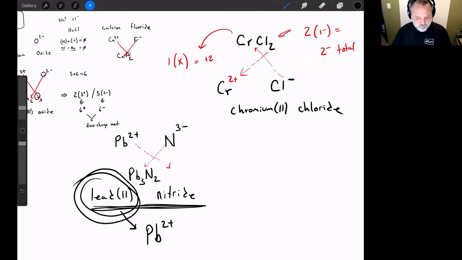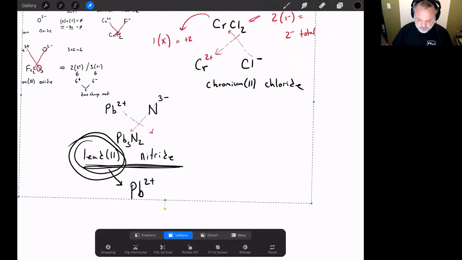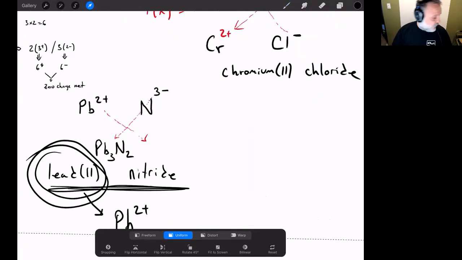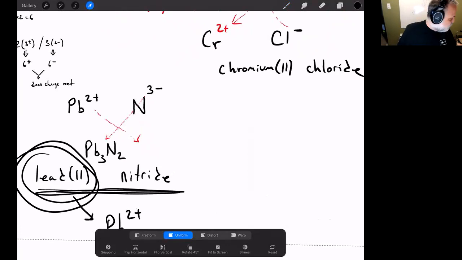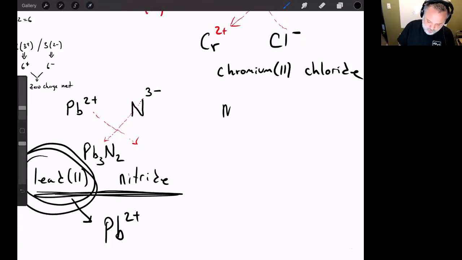Let me do just one more example. Let me look at my periodic table so I can come up with an idea. How about Mn2O3? What's the name of this compound?